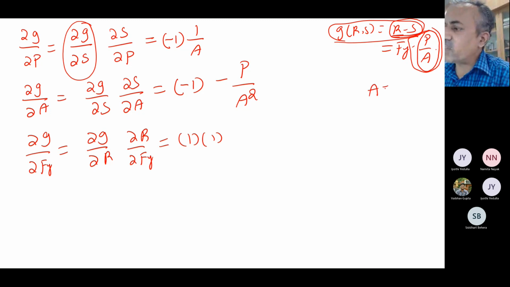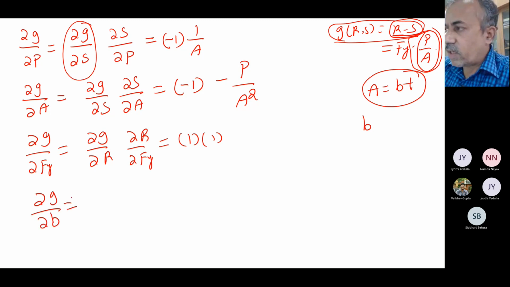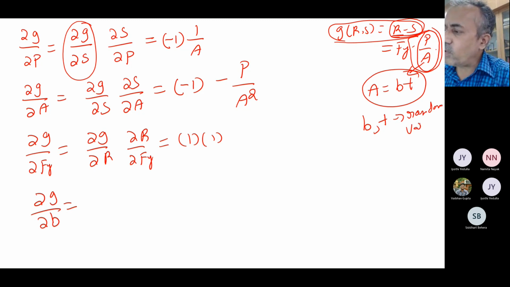Let us say area, if it is a rectangular cross section, so B into T if I write, and I say B and T also are random variables, say. Now what happens to the derivatives? So ∂G/∂B I want to find out. A is B times T, and B and T are both random variables. How do we calculate ∂G/∂B?